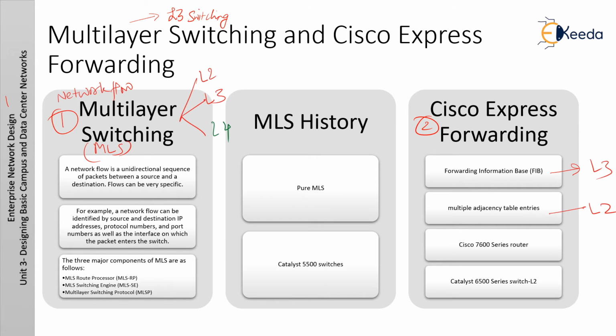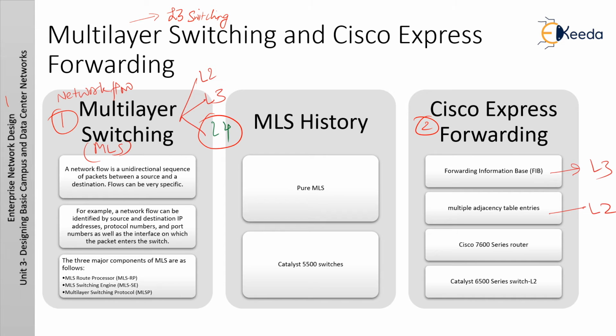Now let us discuss multi-layer switching. Its name already suggests that this allows switching to take place at different protocol layers. Fine. So switching can be performed only on layer 2 and layer 3, or it can also include layer 4. Multi-layer switching is based on network flows.